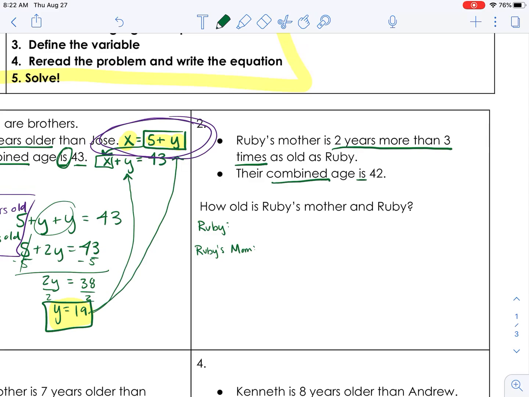I'm going to call Ruby R. Ruby's mom, let's call her M. If that makes sense, right? So let's go ahead and write some equations.